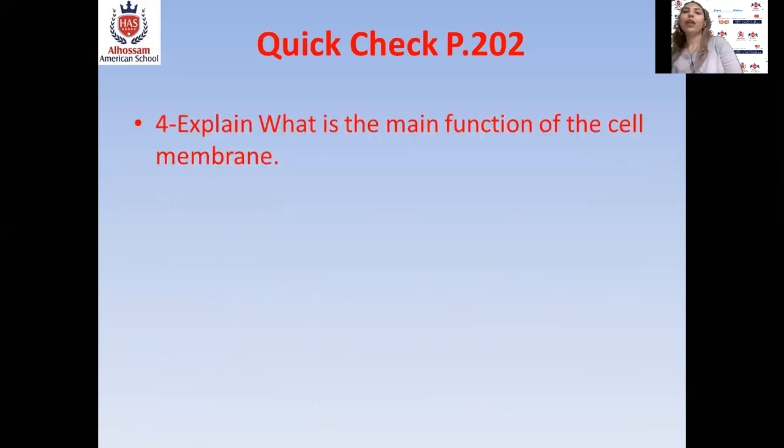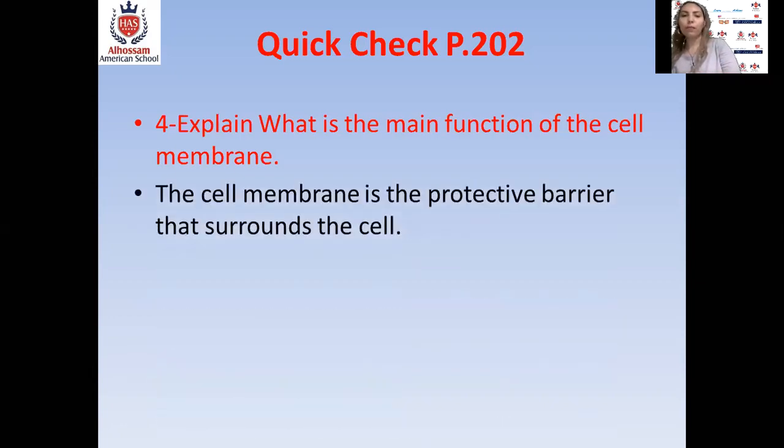Number 4, explain what the main function of cell membrane or plasma membrane. What is the function of cell membrane? Who knows? Okay. Yes, Mazen. It's responsible for what goes out and in of the cell. Yes, what enters and exits from the cell. Thank you so much, because the materials in the cell membrane, which are protein, phospholipid, lipids, and glycoproteins, control the materials which move in and out of the cell.